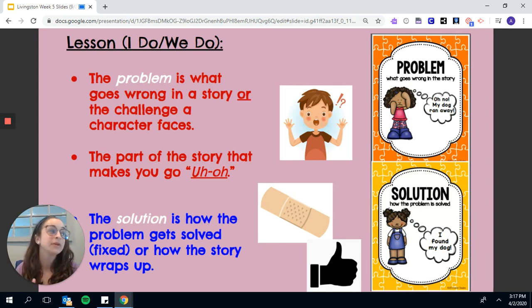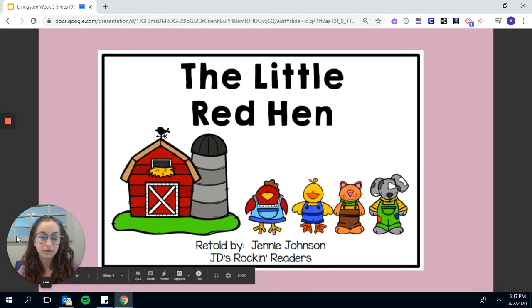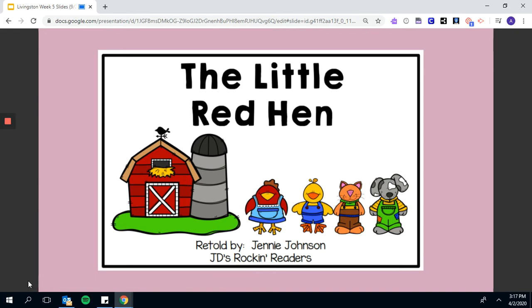Just to quickly review, a problem is what goes wrong in a story, the uh-oh, and a solution is how the problem gets fixed, like a Band-Aid. I'm going to turn myself off now so I'm not distracting, and we are going to reread The Little Red Hen, just like you read with Miss Johnson, so we can get ready to answer our questions. Please remember to keep in mind the problem, which is going to be the uh-oh in the story, and the solution, which is going to be how the problem was solved or how it was fixed.